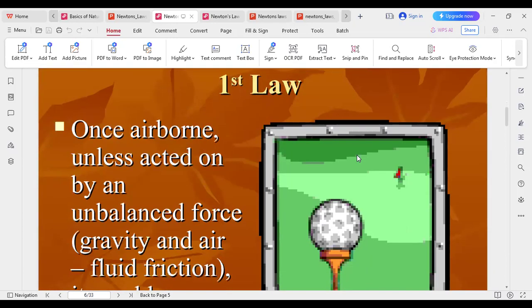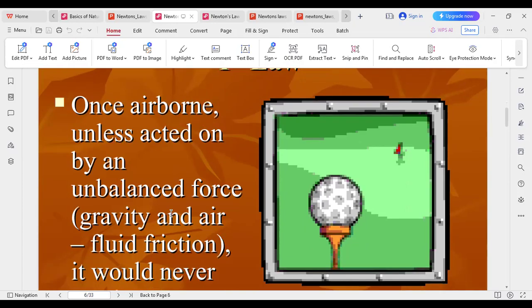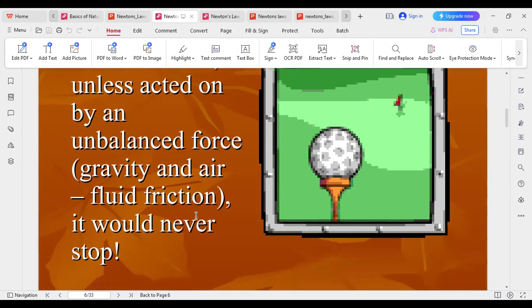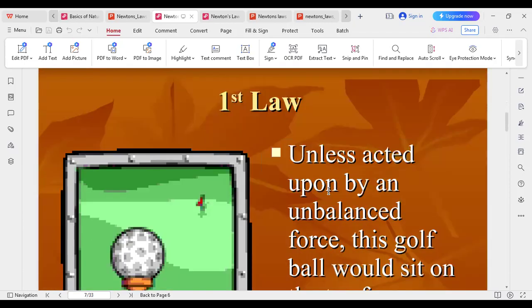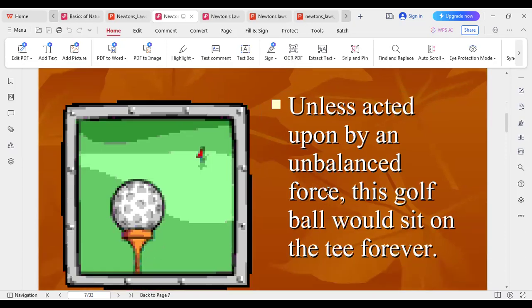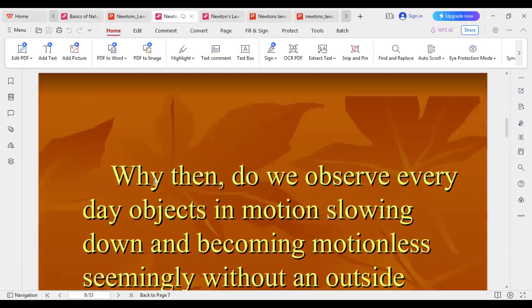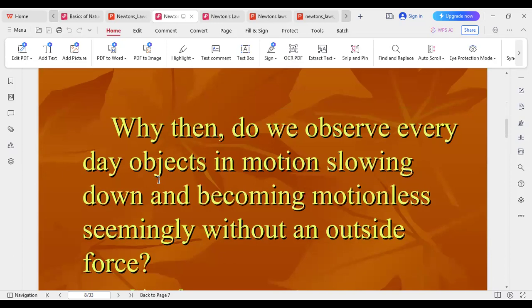Another example of the first law: once airborne, unless acted on by an unbalanced force, gravity or air fluid friction, it will never stop. Another example: unless acted upon by an unbalanced force, this golf ball would sit on the tee forever. It will not move otherwise, if we don't apply any force.